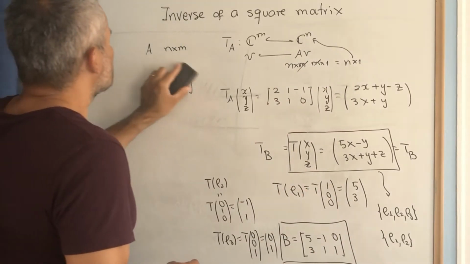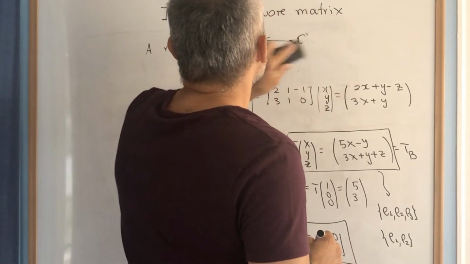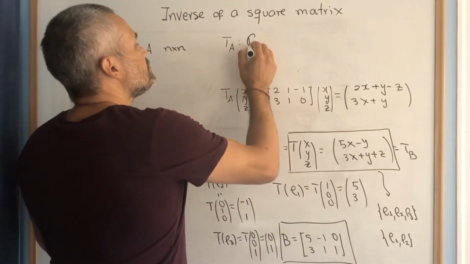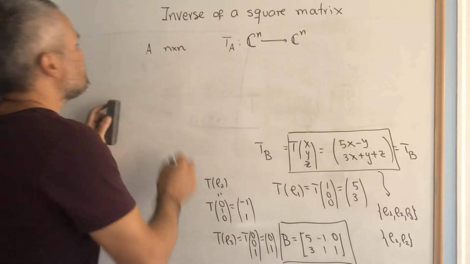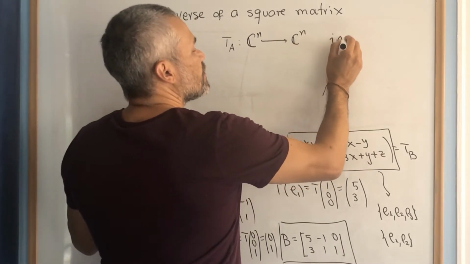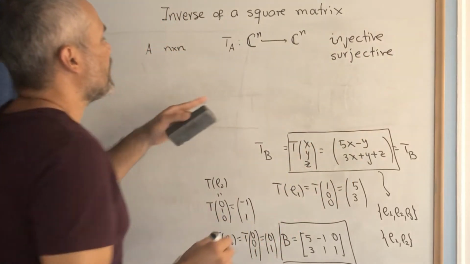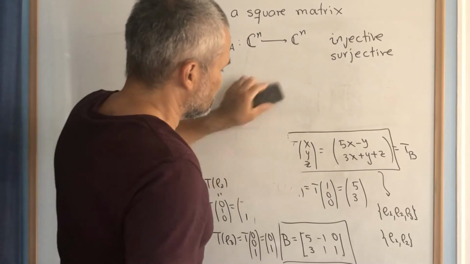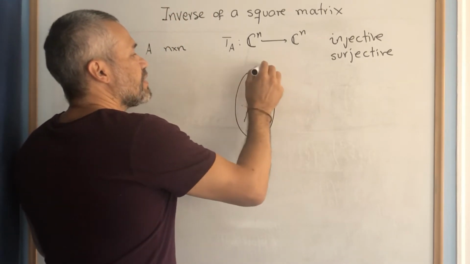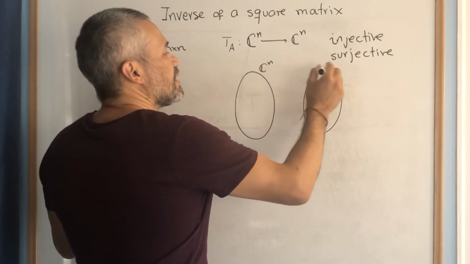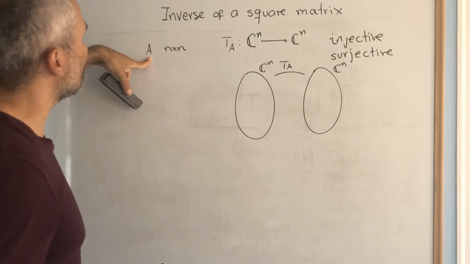Let's suppose that we have a square matrix A, n by n, and then this matrix defines a transformation from Cn to Cn. And then let's suppose that this transformation is injective and surjective. And therefore it has an inverse, and we want to compute the inverse. Then this is the situation. Here we have Cn, the domain is Cn, the codomain is Cn, and here is the transformation T of A that is produced by this non-singular matrix A.